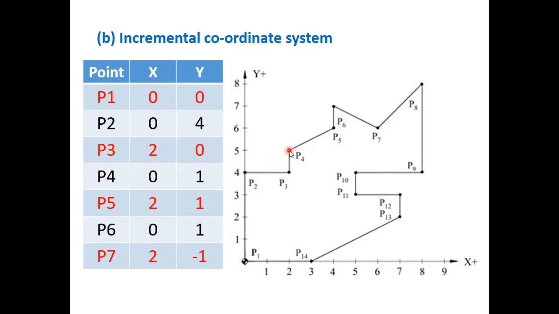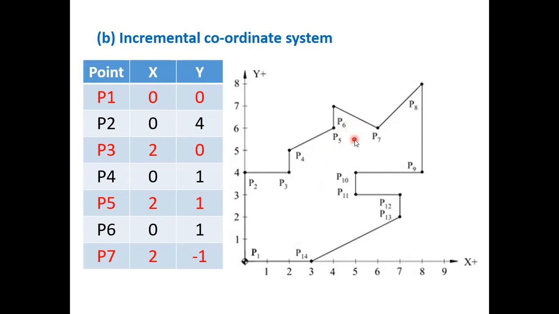Now let's go to P4. For P4, again P3 becomes 0 comma 0, or origin. From P3, when I am moving to P4, I have to move only 1 unit in the y direction and 0 units in the x direction. So that's why 0 comma 1. Now let's go to P5. For P5, P4 is the origin 0 comma 0. From P4, if I have to go to P5, I have to move 2 units in the x direction and 1 unit in the y direction. So that's why in P5 you can see 2 comma 1.